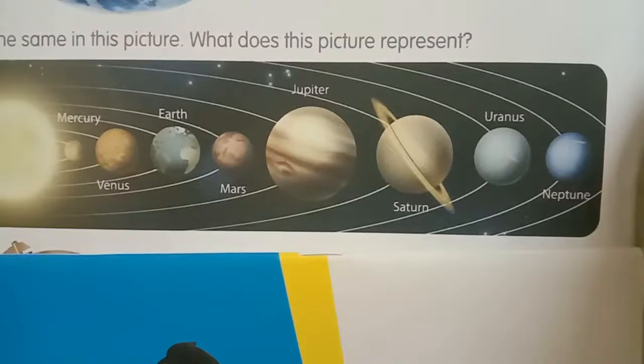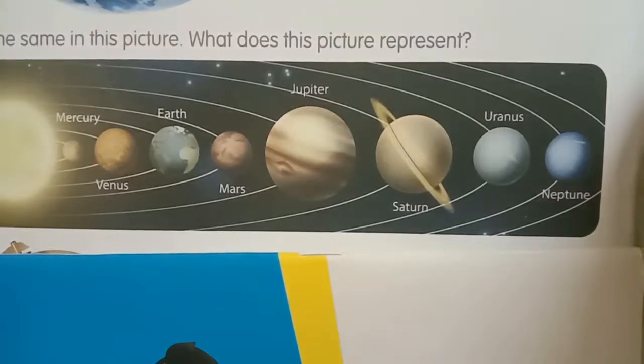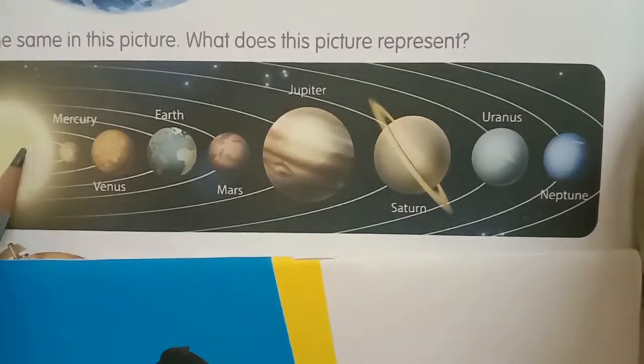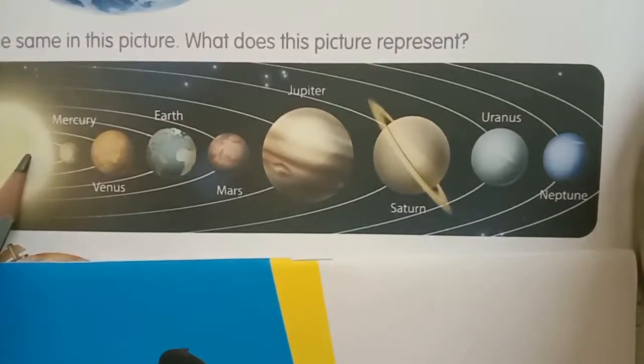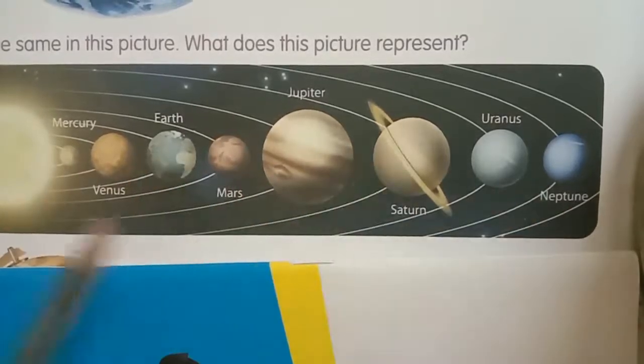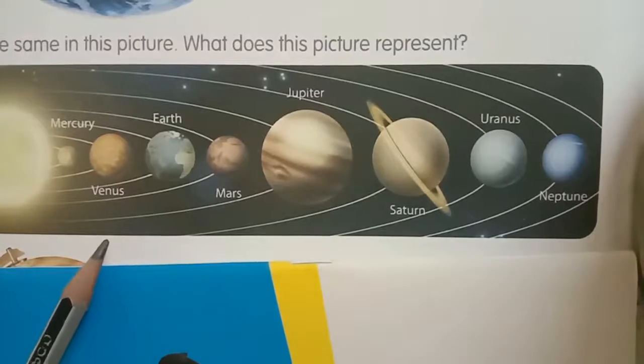Identify this picture. What does this picture represent? Our solar system. What is the solar system, children? The sun, once considered a planet, is the only star in our solar system. What is this, children? The sun. How many planets are in our solar system?